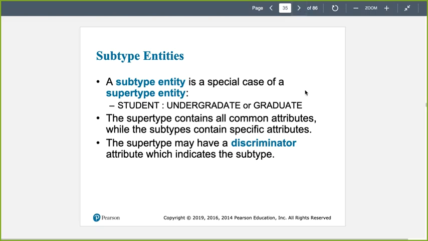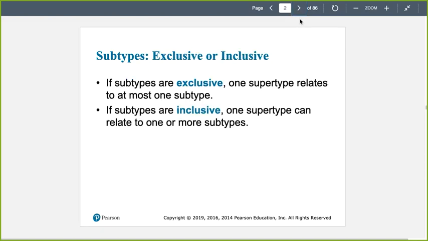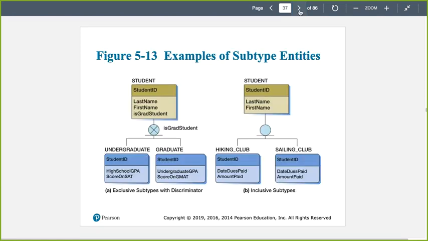subtype entity. Subtype entity in object-oriented is called the parent-child or inheritance type of relationship. And in the ER model it has a special notation called the exclusive or inclusive relationship. This is not showing the object-oriented model, but it's showing the ER model. The notation looks something like this. It's a circle with a cross or no cross.